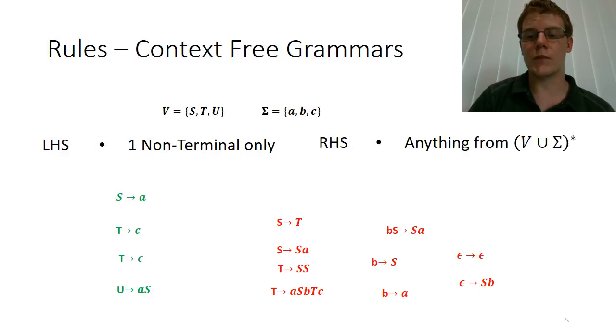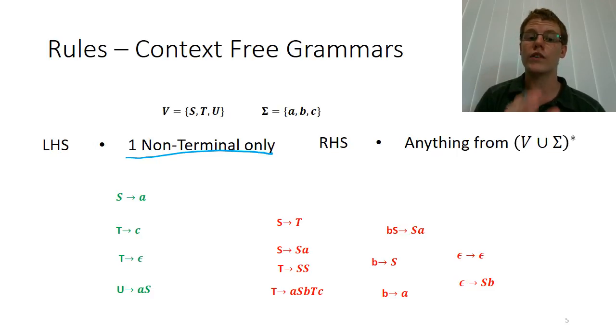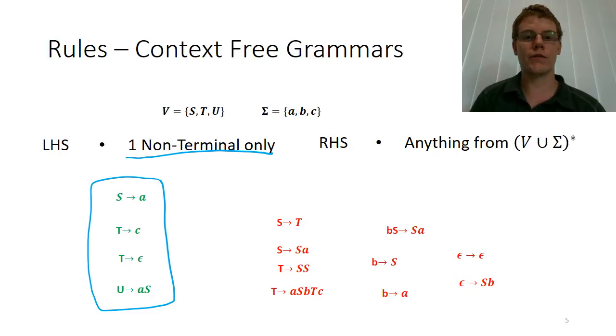What the context-free grammars do is relax some of the restrictions on what we can have in our rules. The context-free grammars still have the exact same restriction on the left-hand side. It can still only be one non-terminal, but the right-hand side can be pretty much anything, anything which can be made from elements in the non-terminal set or the terminal set. So basically any string that you can make up from an alphabet that is the union of the two of them. All of the rules that we had before that were valid for a regular grammar are also valid rules for a context-free grammar.